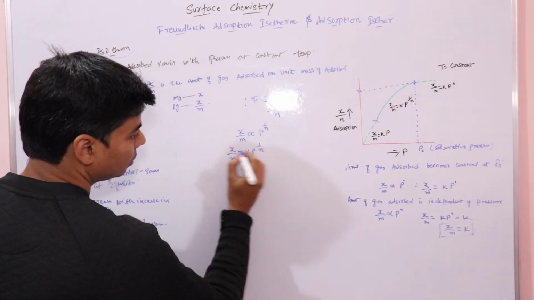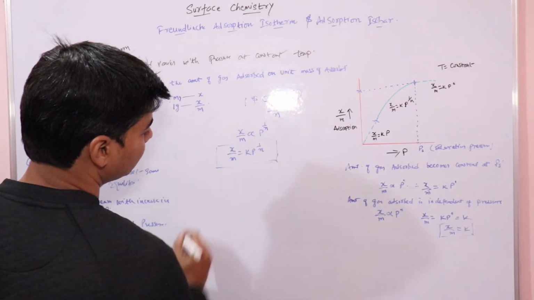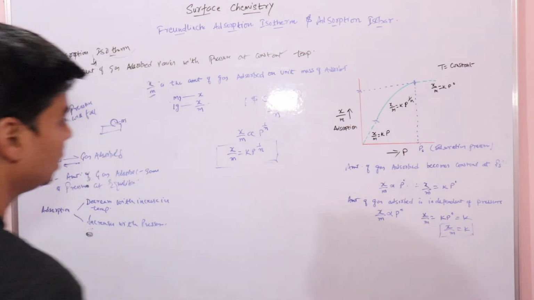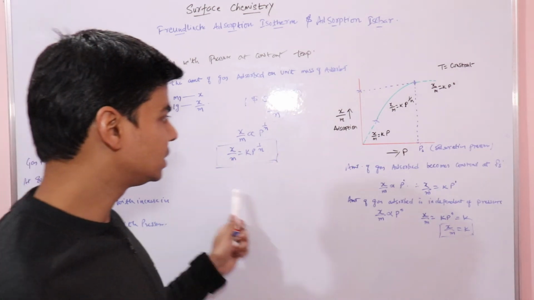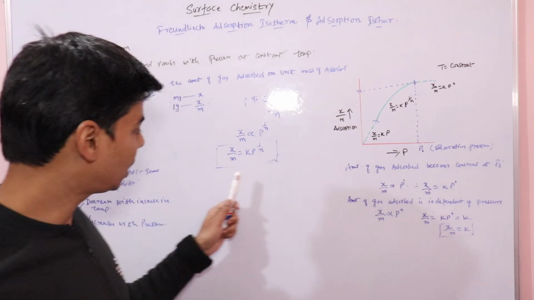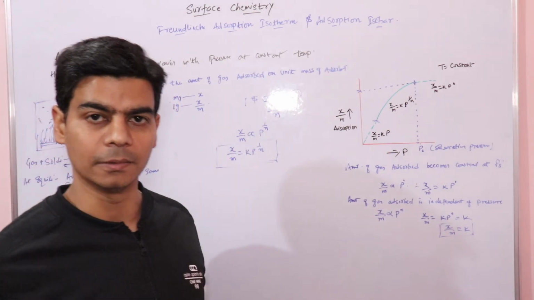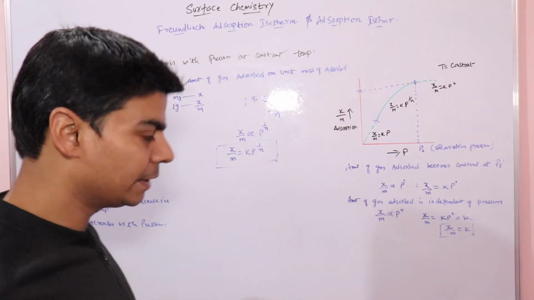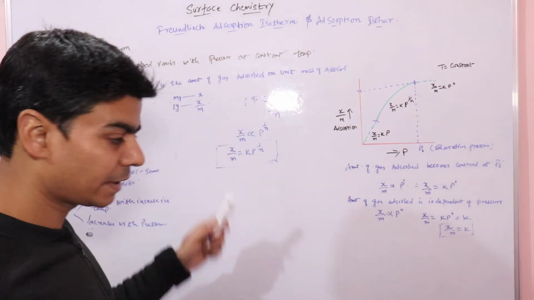This is your relationship between the amount of gas adsorbed and pressure P. This is known as the empirical relationship derived by Freundlich between the amount of gas adsorbed and pressure P. This is important. Since it was put forward by Freundlich in the year 1909, it's mentioned in your books.